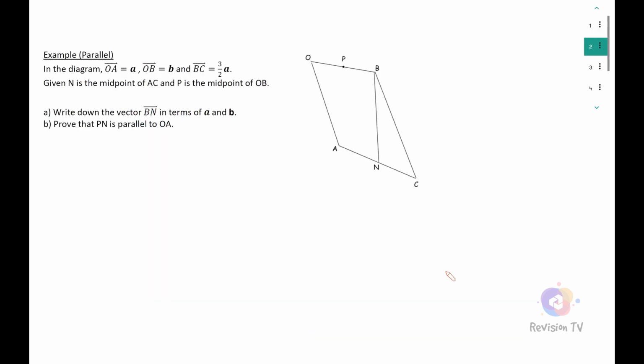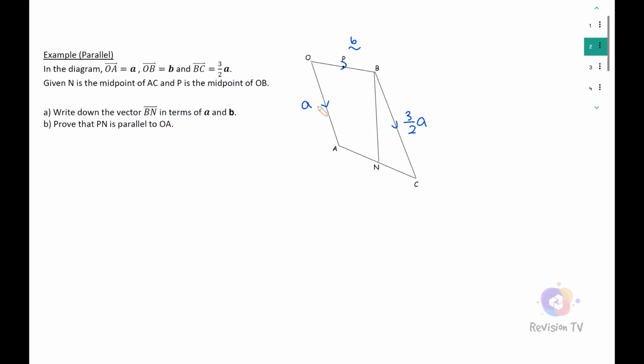All right? The first example, we are looking into parallel. In the diagram, we're given OA equals A, so it's best to put in the symbols in there, put in the vectors, label the diagram. OB is B, and BC is 3 over 2A.